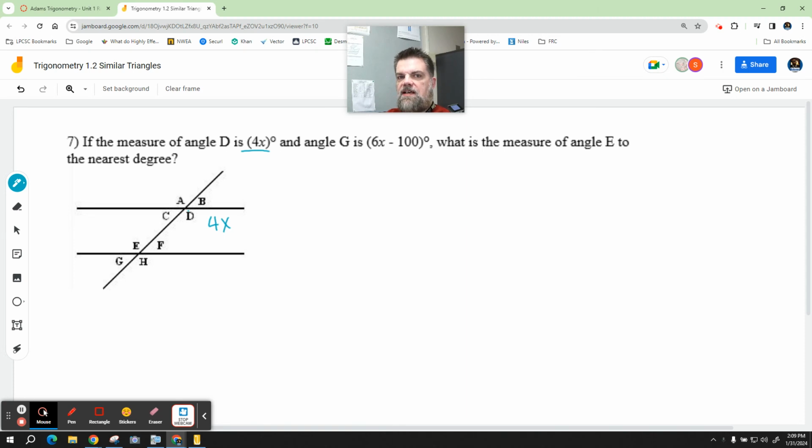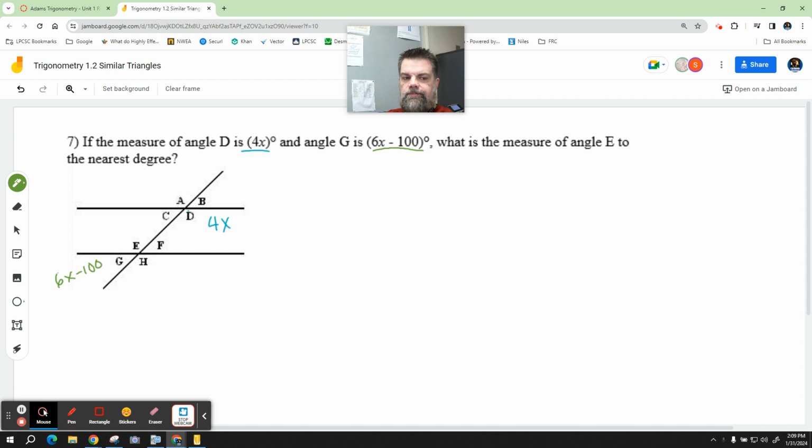Right, so D equals 4x. So we're going to put that there. And then G equals 6x plus, or I'm sorry, 6x minus 100, right?